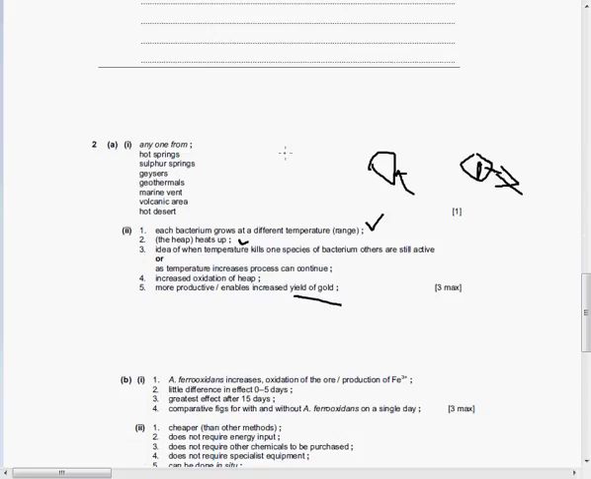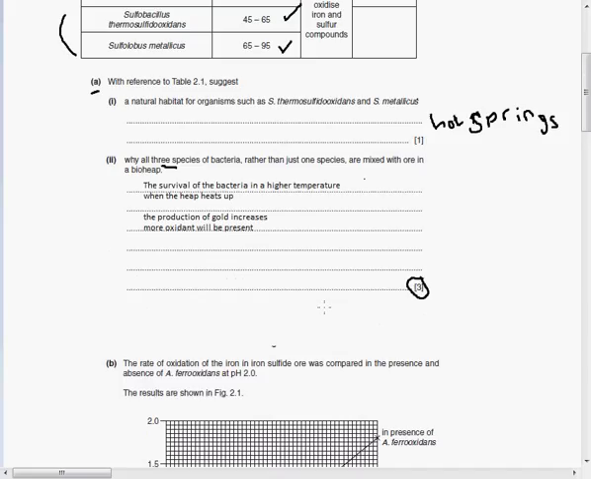That's all. And even if you have 3 species, in short, the oxidation process will take place more often, and there will be more yield of gold produced. Hope that is clear.